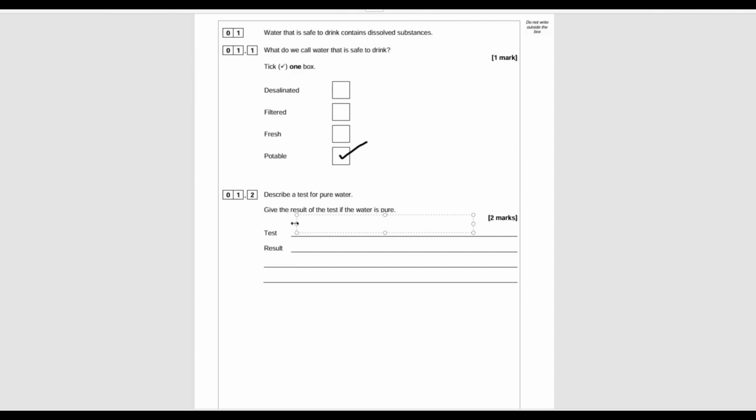How do we know water will be pure? The idea is you boil the water and measure the boiling point. Obviously, heat the water, measure the boiling point. The result, it should boil at exactly 100 degrees. So if it boils at an exact temperature, and it doesn't just have to be water, it could be ethanol, it could be any pure substance. If it boils at an exact temperature, then it is pure.